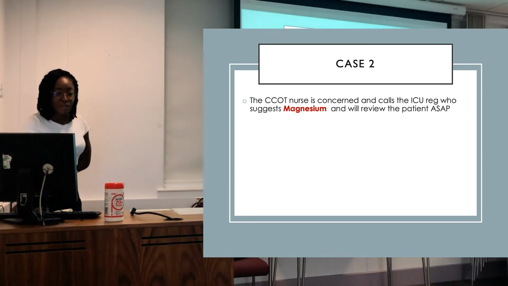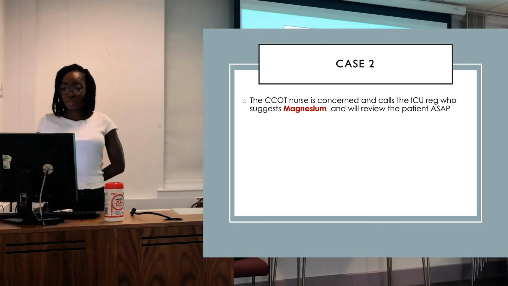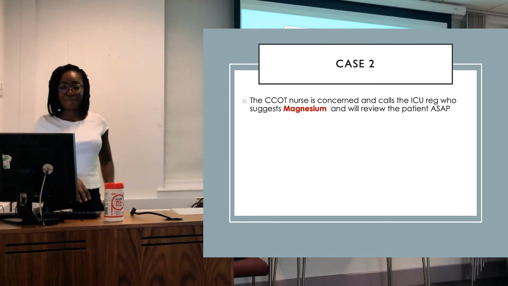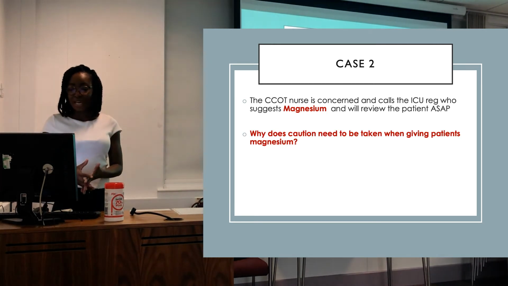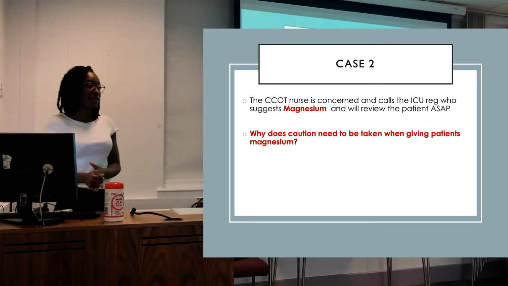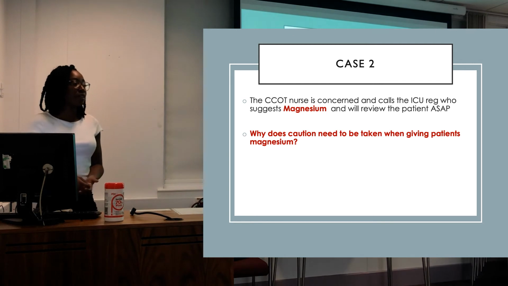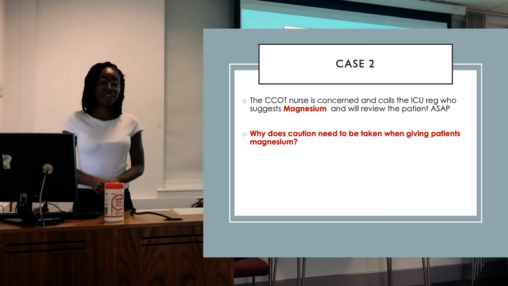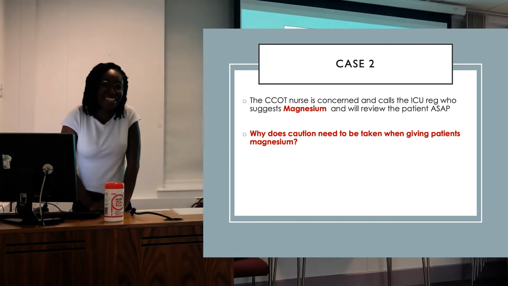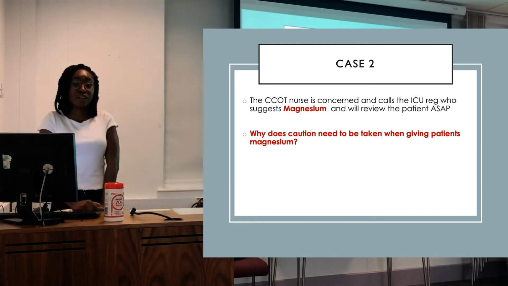So the critical care outreach nurse is concerned, rightly so, and she calls the ICU reg, who suggests magnesium, and they will review the patient as soon as possible. Why does caution need to be taken when you're giving patients magnesium? Pardon? I didn't hear what you said, sorry. Can't magnesium be toxic? It can cause toxicity. It can. If you give it in high doses, it can.